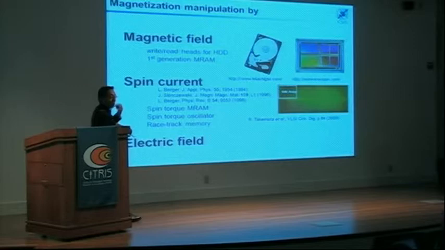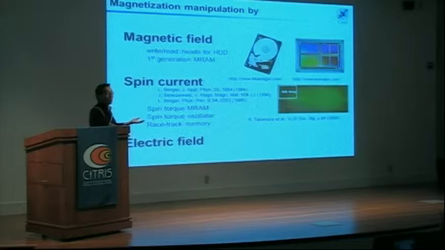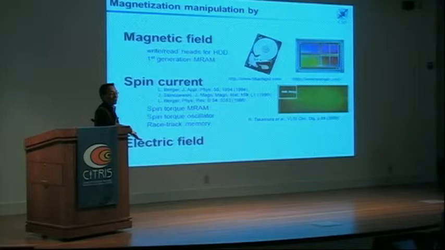But if we can change the magnetization just by applying a gate electric field, it will allow us to go further down, two orders of magnitude lower energy in switching non-volatile memory.